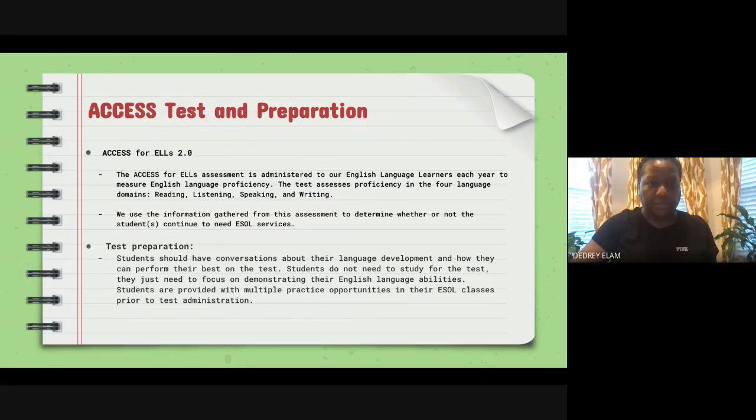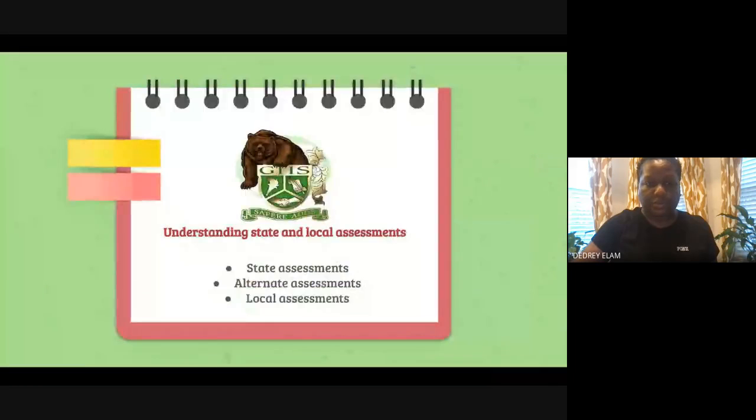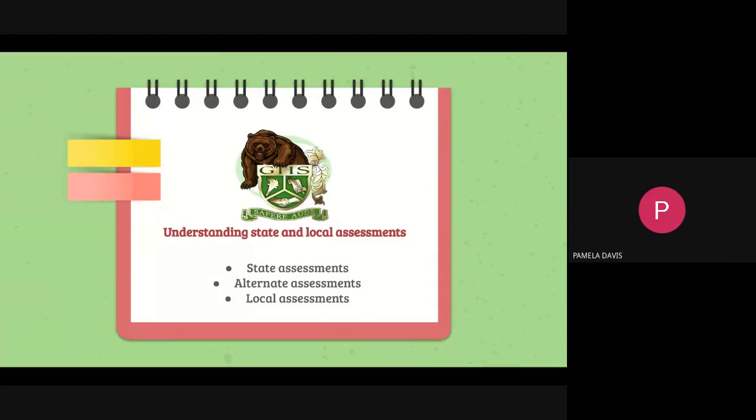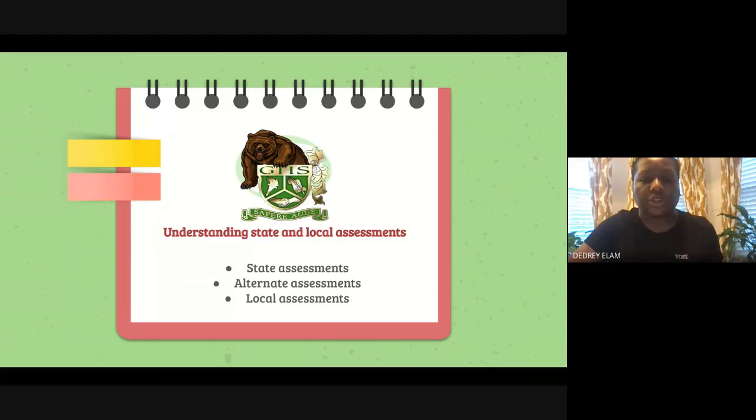Thank you. At this time, Ms. Davis will discuss our understanding state and local assessment. She'll talk about the different state assessments, the alternative assessments, and local assessments.